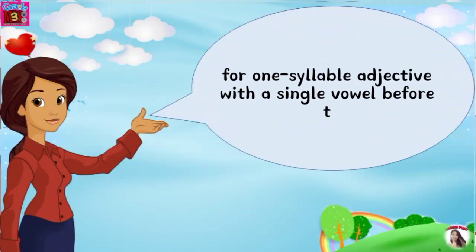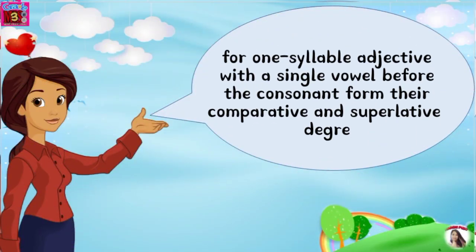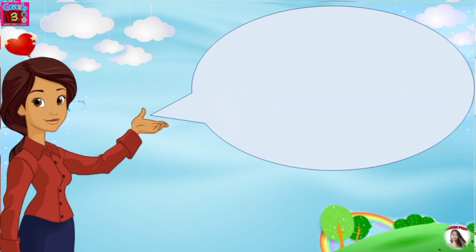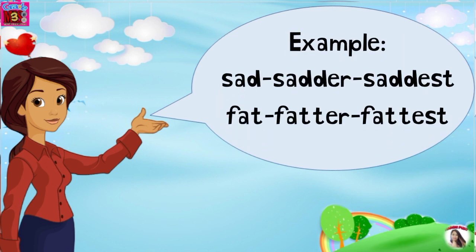Some one-syllable adjectives with a single vowel before the consonant form their comparative and superlative degree by doubling the last letter before adding er or est. Example, sad, sadder, saddest. Fat, fatter, fattest. Take a look at the last letter of the words sad and fat. It is doubled in comparative and superlative degree.